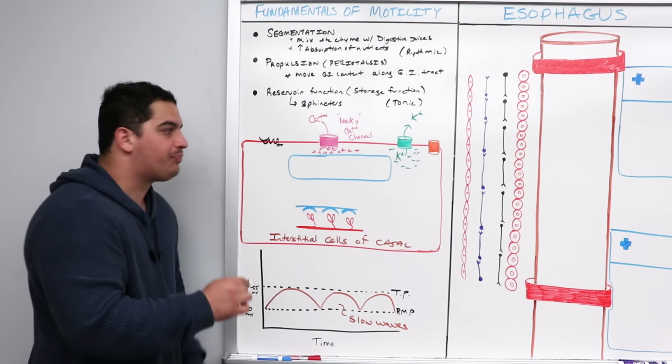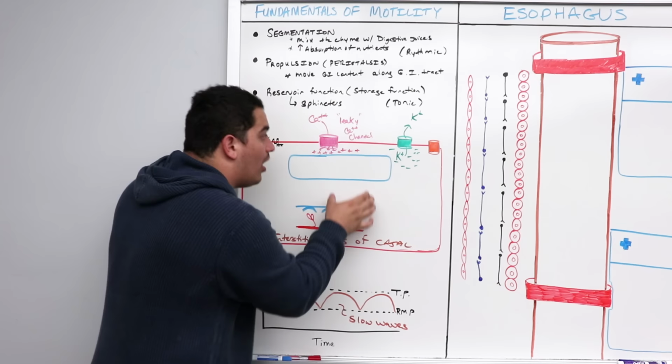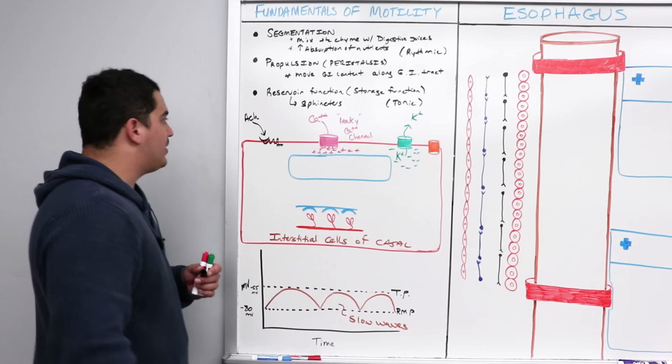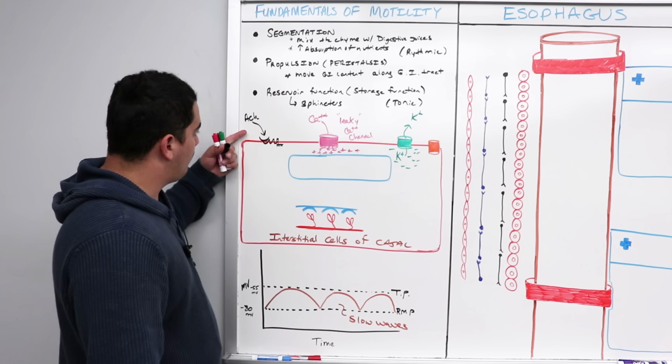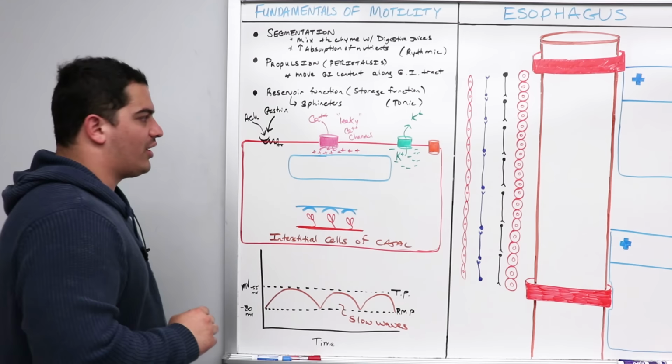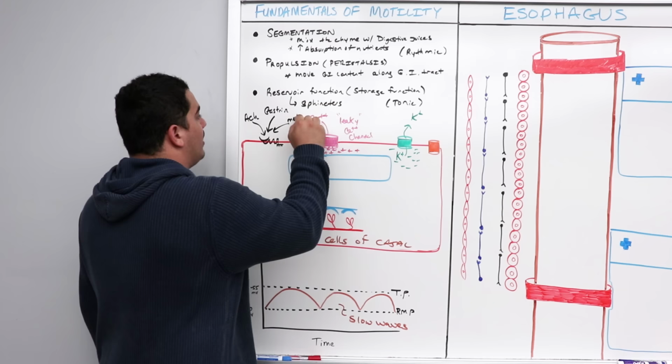Here's the thing. We should understand what things can cause the cell to get to the level of threshold. That's going to be things like, for example, acetylcholine. Acetylcholine is released by your parasympathetic nervous system, like the vagus nerve or the sacral S2, S3, S4 nerves, or it could be hormones. For example, gastrin. There might be other ones like cholecystokinin, secretin, maybe even another one called motilin.